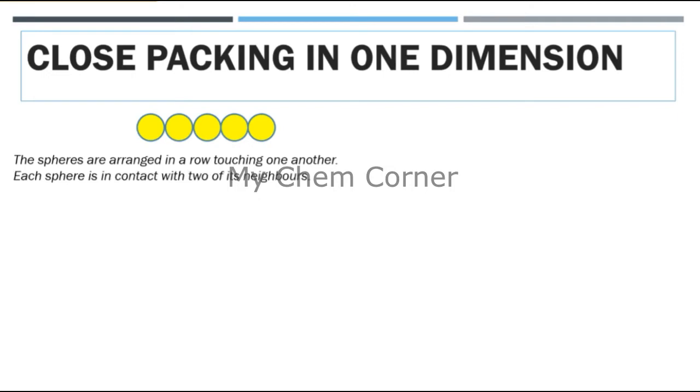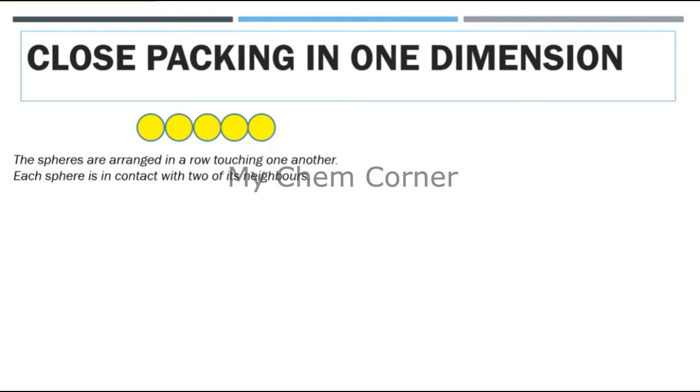Now each sphere is in contact with 2 of its neighbors. So here I'm taking the second atom. Which other atoms is it in contact with? The first atom and the third atom. If I'm taking the third atom, it is in contact with the second and the fourth one. If I'm taking the fourth atom, it is in contact with the third and the fifth one. So in this case, each sphere is in contact with 2 of its neighboring atoms.